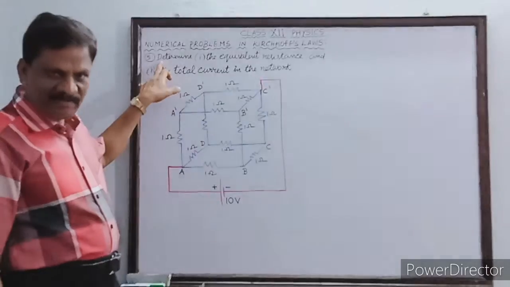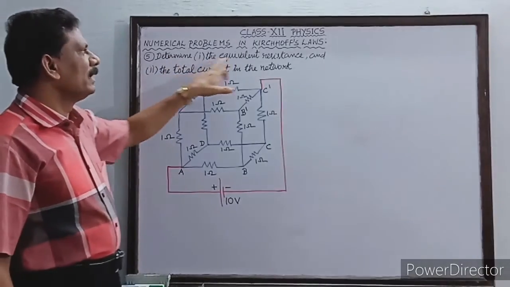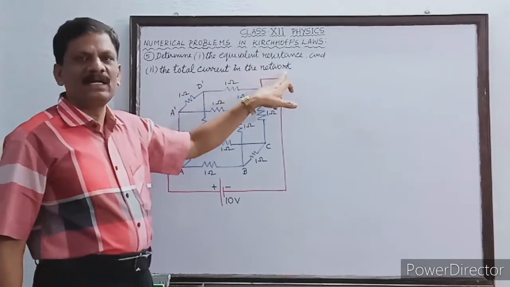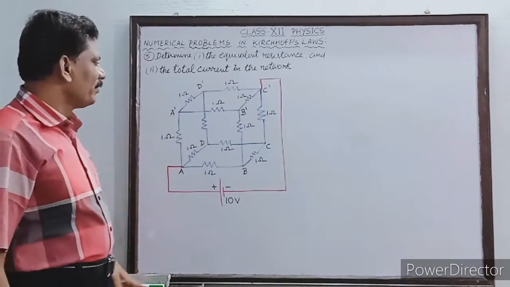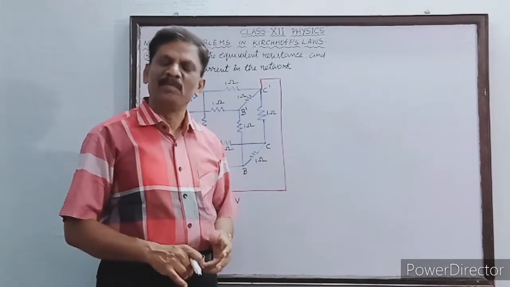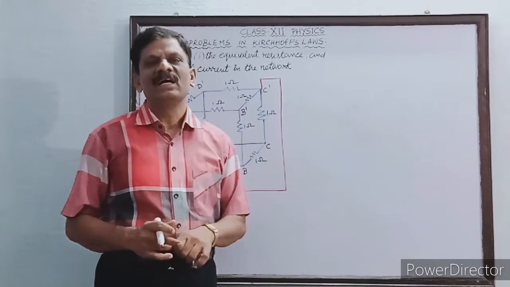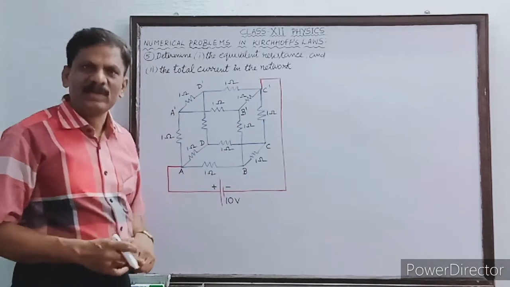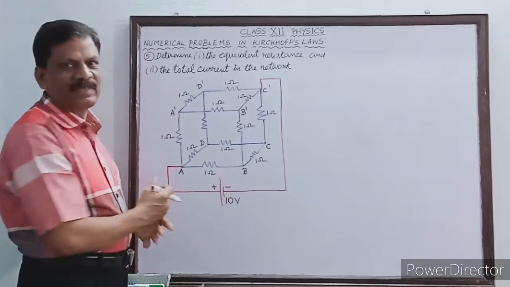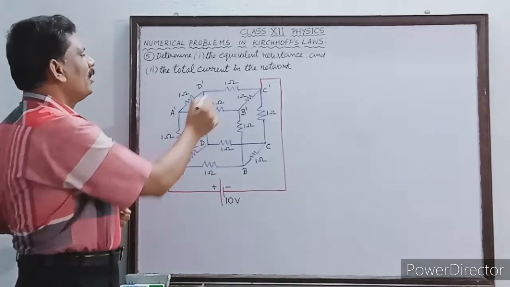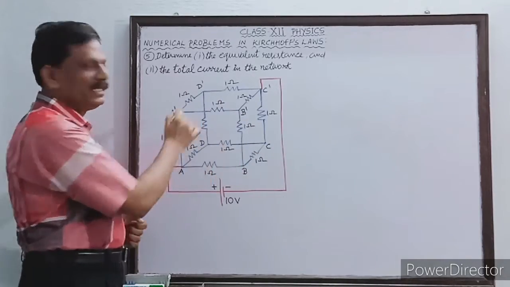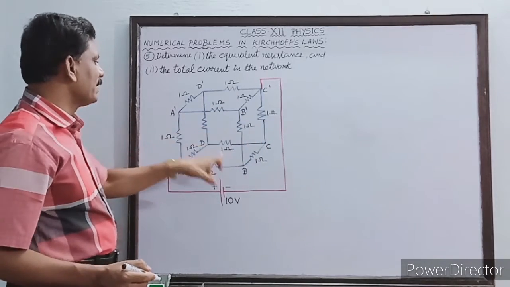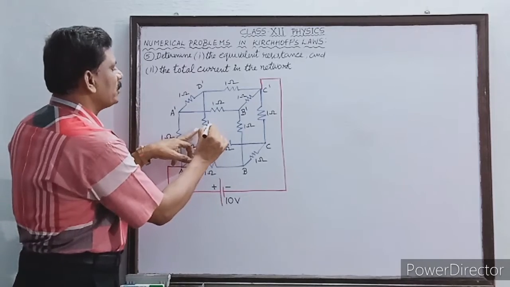This is problem number 5. Determine the equivalent resistance and the total current in the network. This type of numericals will be appearing in competitive exams like NEET and IIT JEE. Look at the network. It has the shape of a cube, and all these edges have equal resistors, each of 1 ohm.